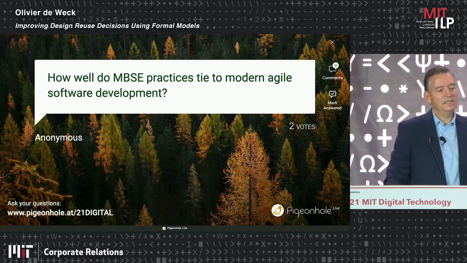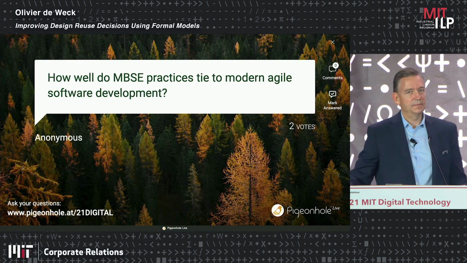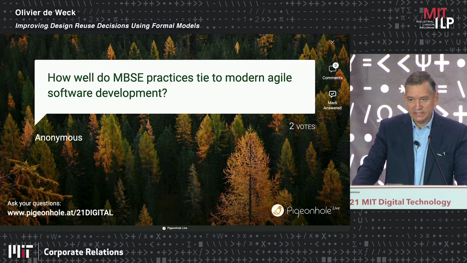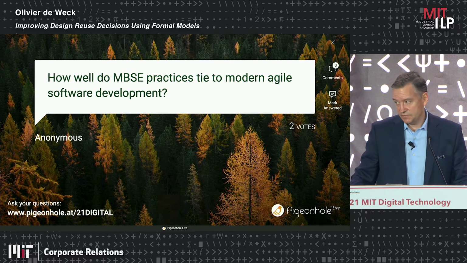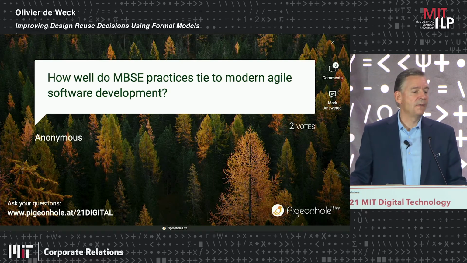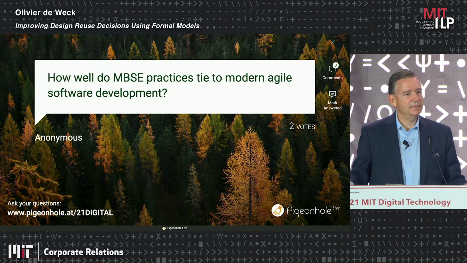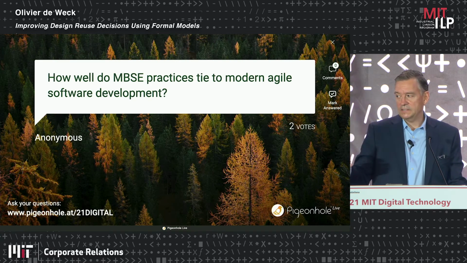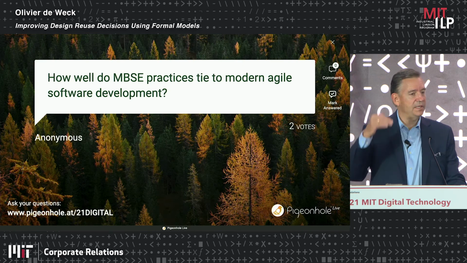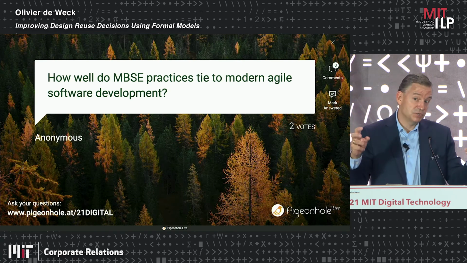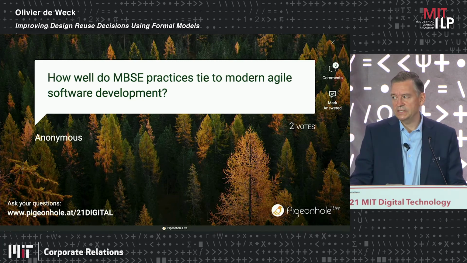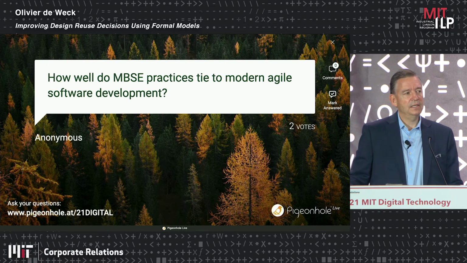How well do MBSE practices tie to modern agile software development? That's a great question. Agile development has been very successful in some types of software and increasingly in hardware systems too. But usually the starting point in agile development is from scratch. We analyze our user stories, we come up with our sprints, we prioritize features that our customers would like. Then gradually we improve the design and add features, which is really easy to do in software, but hard to do in hardware.